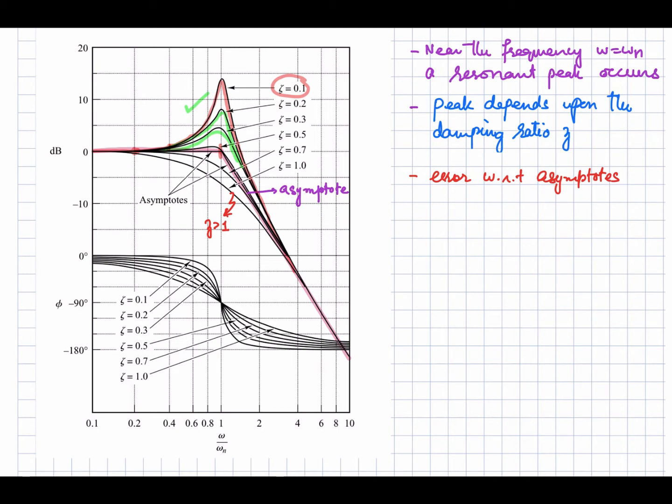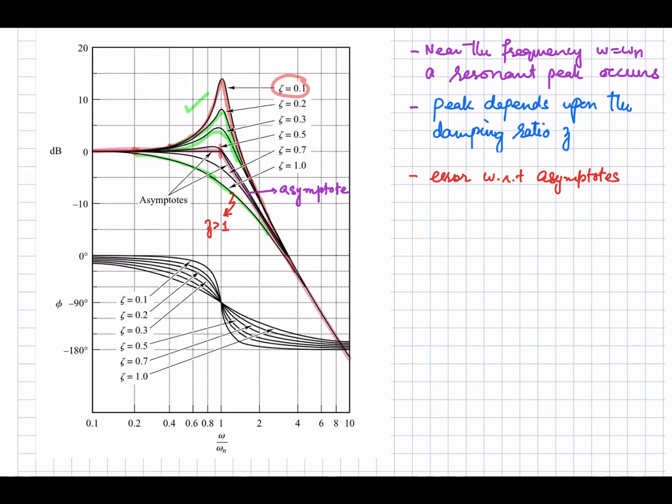Once your poles become real, if zeta is greater than 1, then the response will be like that, as we have already discussed in the previous videos. So for zeta less than 1, you will be observing a resonance peak, but if your zeta is significantly higher, then your frequency response will be like that.